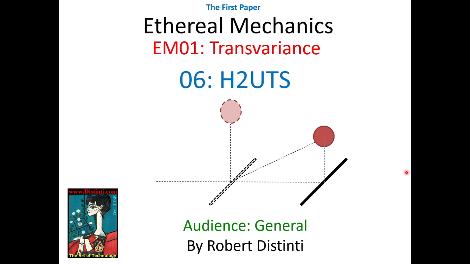Transvariance is the first paper of the Ethereal Mechanics series, and this is the sixth video of the Transvariance video series. In this video, we're going to talk about how to use the application software that was demonstrated in the first videos of this series. We're not going to show how to use the application, the executable; that you should already know. In this one, we're going to show you how to write simulations for the software, which will be made available to Patreon, Engineer, and above.